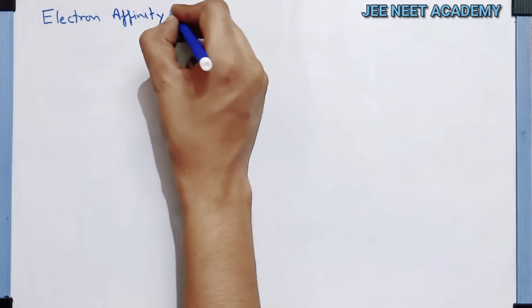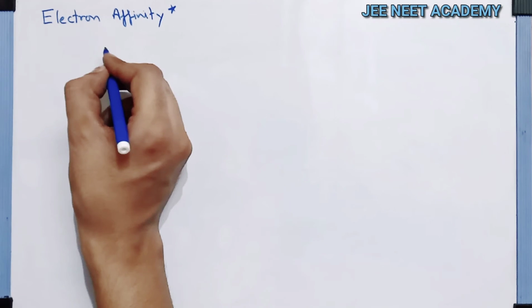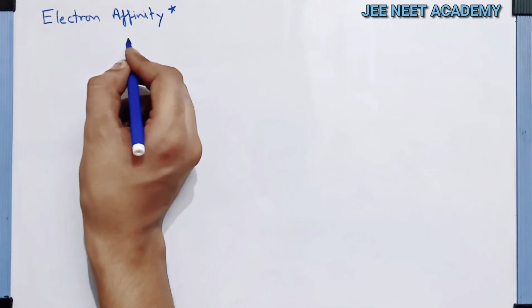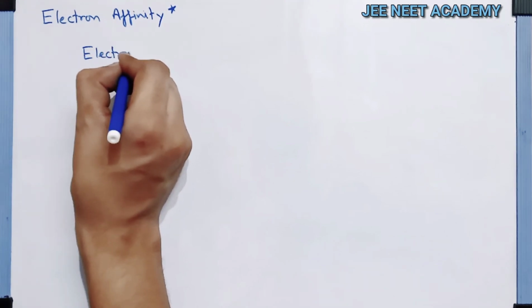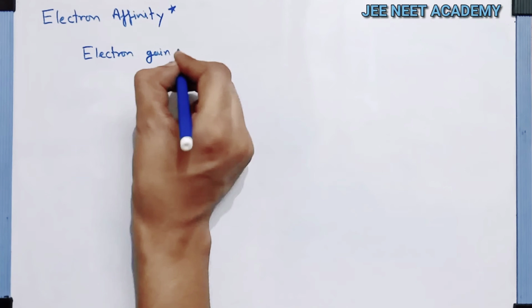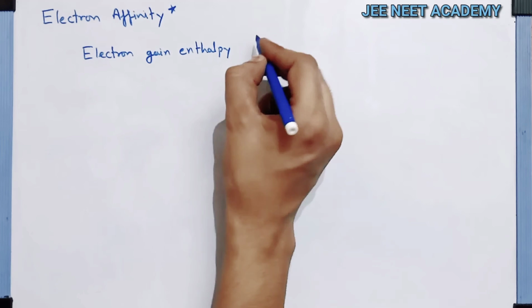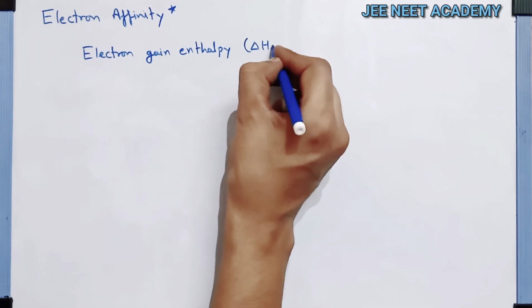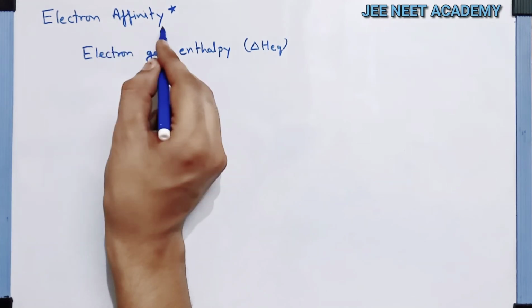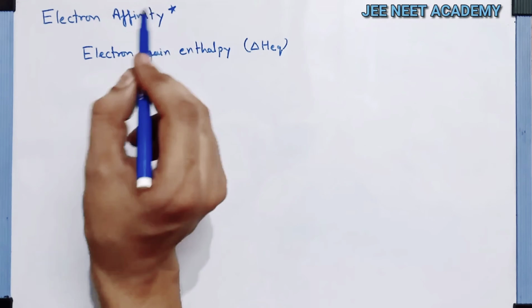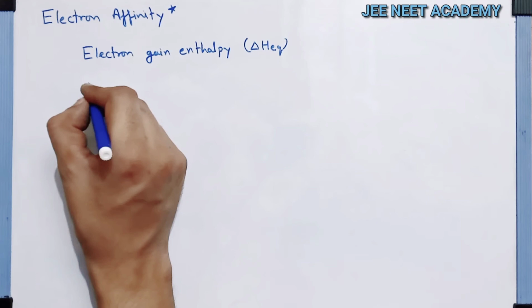Now we will start with electron affinity first. What is electron affinity? There is one more terminology for electron affinity, that is electron gain enthalpy, and this is denoted with delta H. And here, affinity you can understand as a love for electron or attraction for the electron.